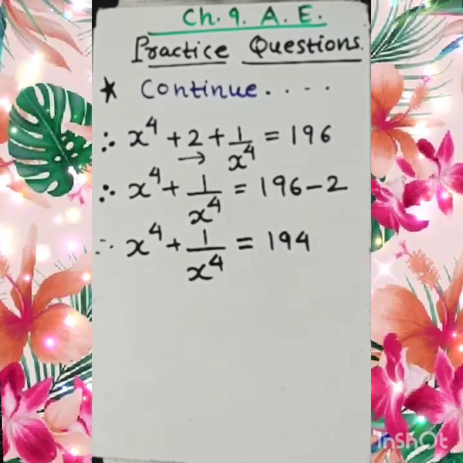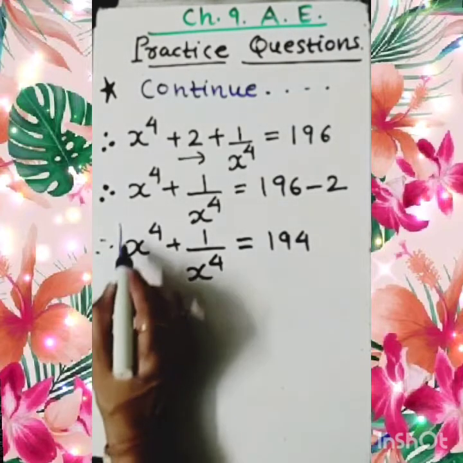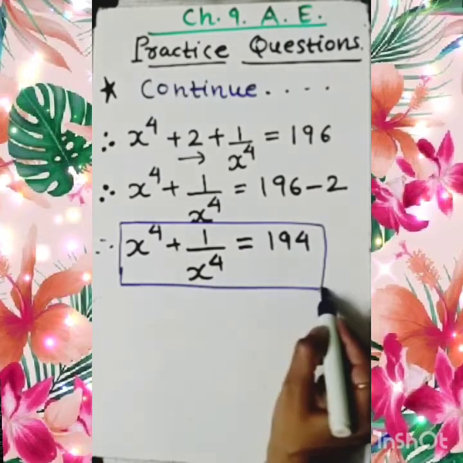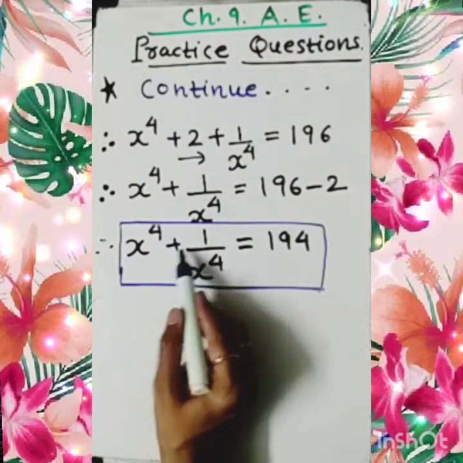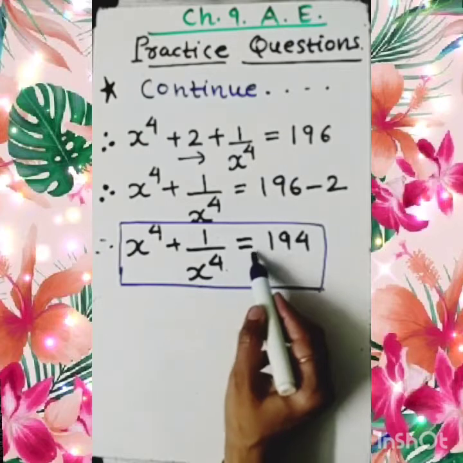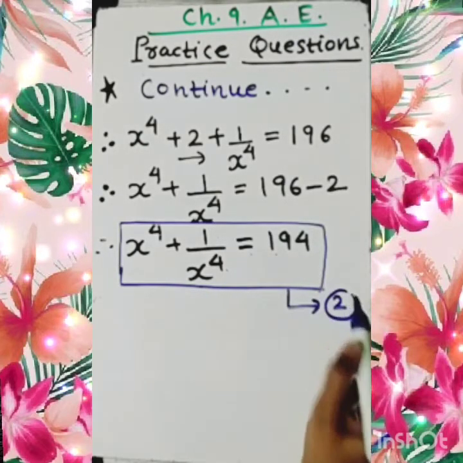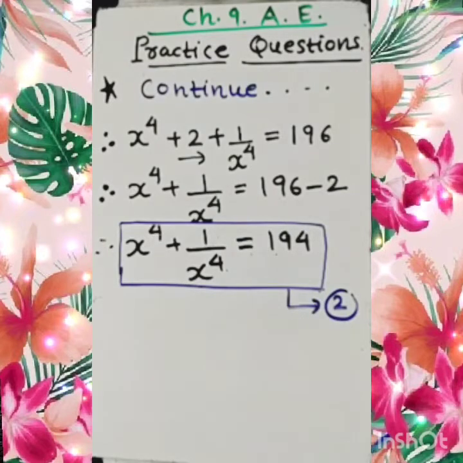So my dear student, look at the screen and see the question you have written. In that you can see what we have to prove in the second part. The value which we want to find is x to the power 4 plus 1 upon x to the power 4, that is 194. That is our second part, which we were asked to find. So both the values, 1 and 2, we got successfully here, which is quite easy.